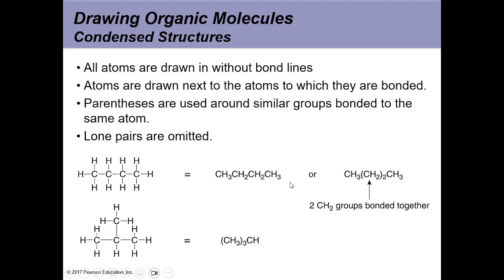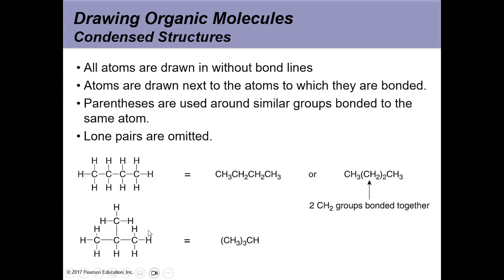Now, either way will be perfectly fine, but you should be able to tell what this parentheses 2 means. In the bottom structure, you can see that there are actually 4 carbons, and each carbon would have enough hydrogens to complete its full bond. And you can see in this structure, there's a carbon in the center, and attached to this carbon, there are 3 CH3 groups. And then this carbon is also attached to another hydrogen.